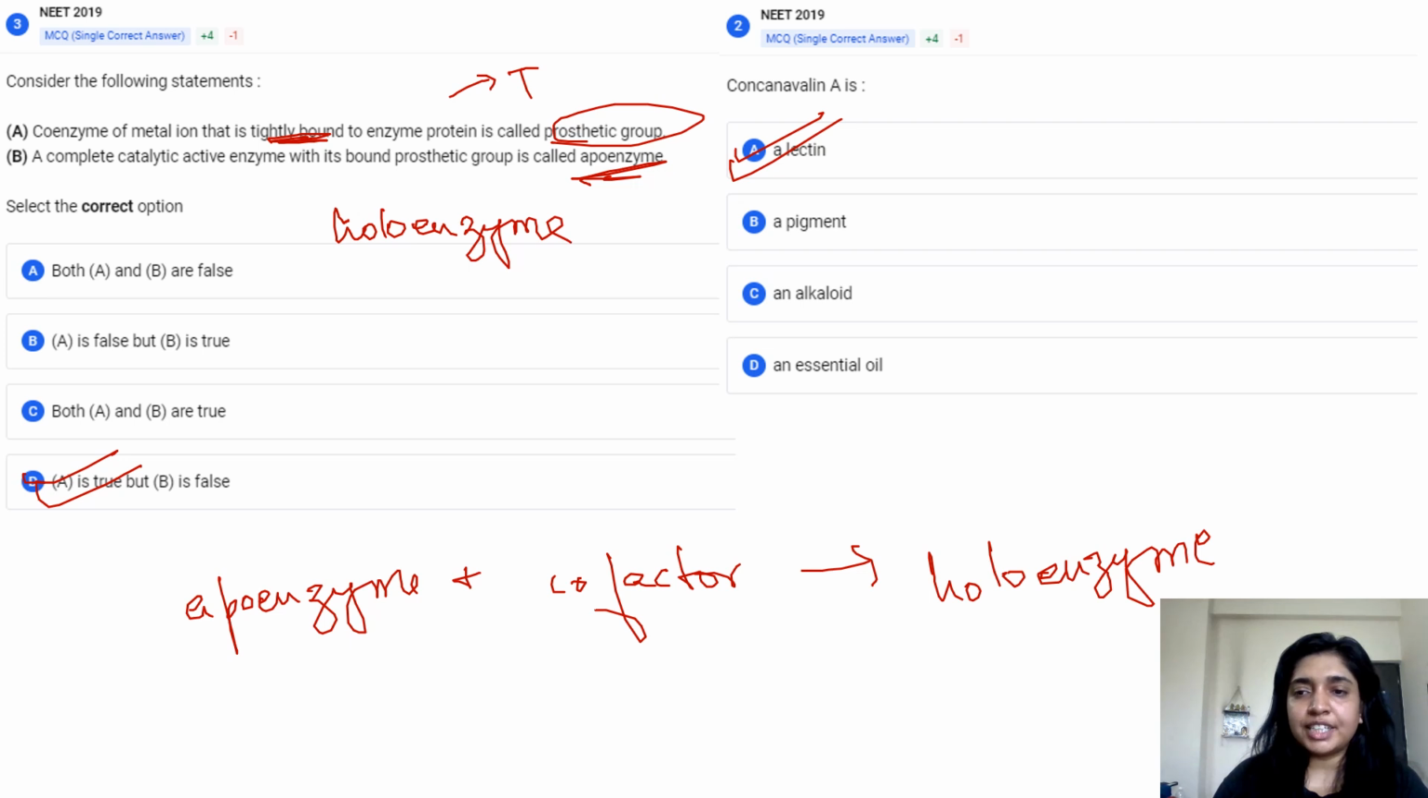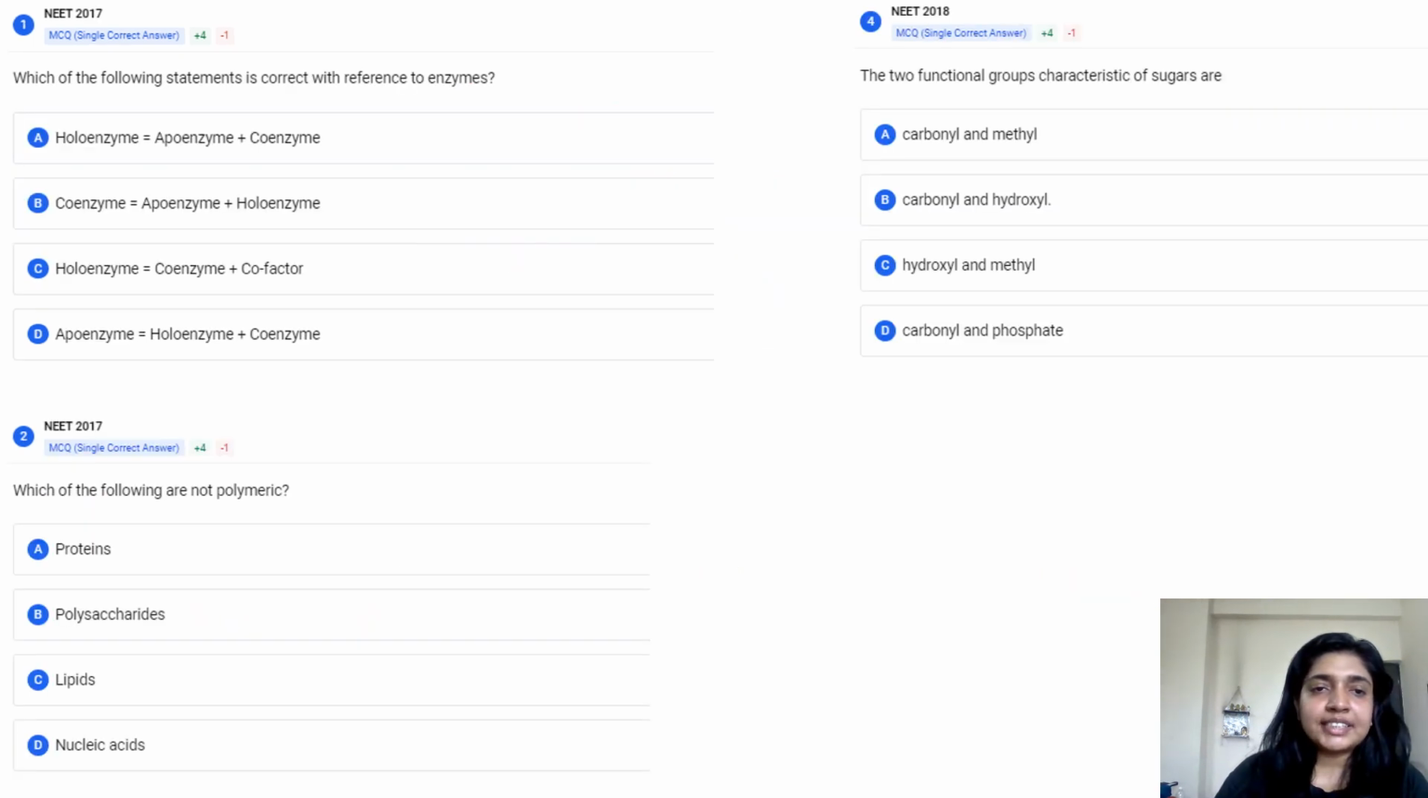All right, let's move ahead. So which of the following statements is correct with reference to enzymes? So holoenzyme is apoenzyme plus coenzyme, as we just studied in the last slide. Which of the following are not polymeric? Lipids. Lipids are not polymers. Protein is a polymer of amino acids. Polysaccharide is a polymer of monosaccharides.